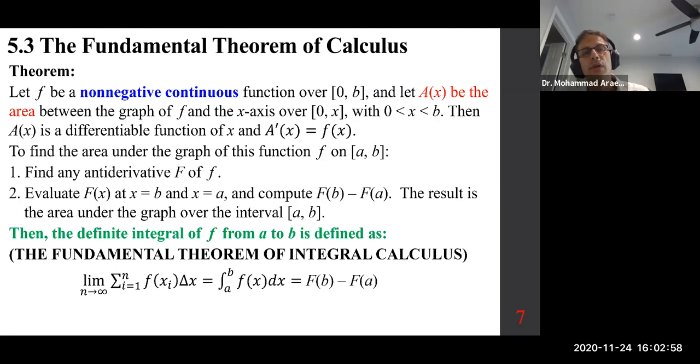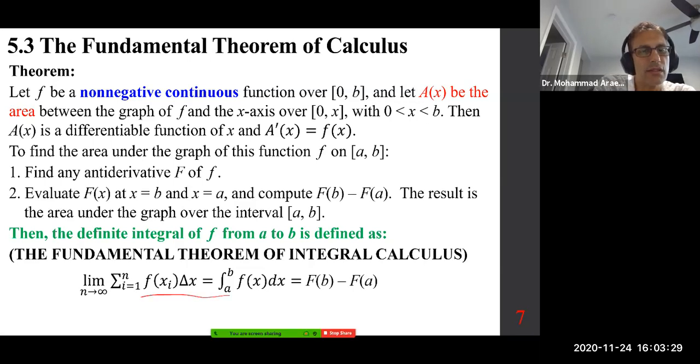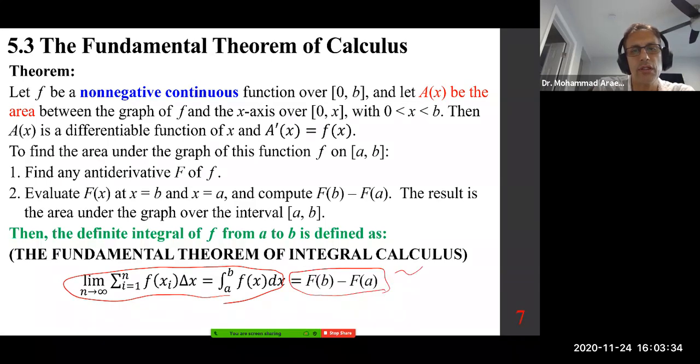To find the area under the graph, find any antiderivative, capital F, of lowercase f, evaluated at the endpoints, and calculate F of b minus F of a. The result is the area under the graph over the interval. Then the definite integral of f from a to b is defined as such. As you can see, the idea is that this limit is the definition. Now we can prove it can be done this way, which makes life easier. That's the idea behind this.